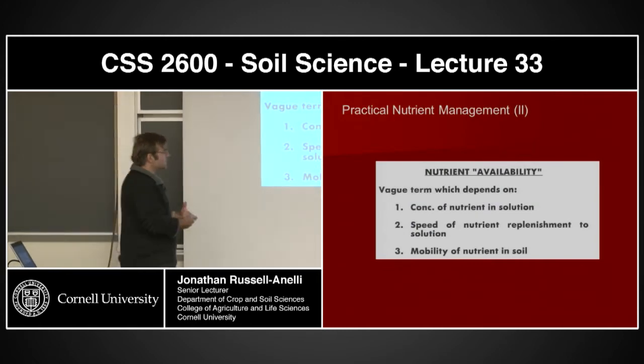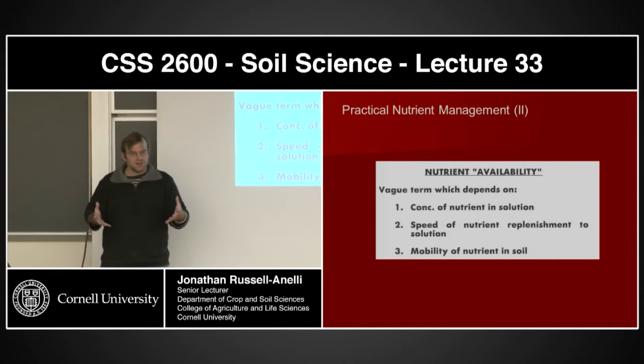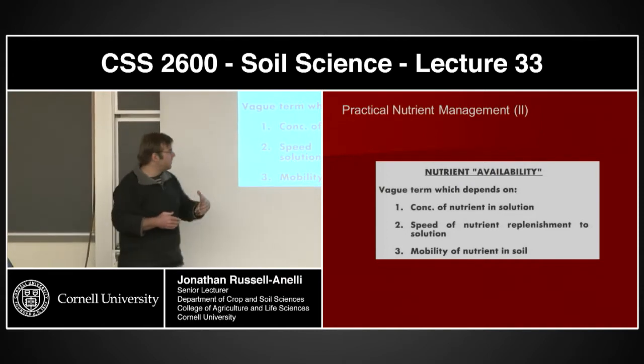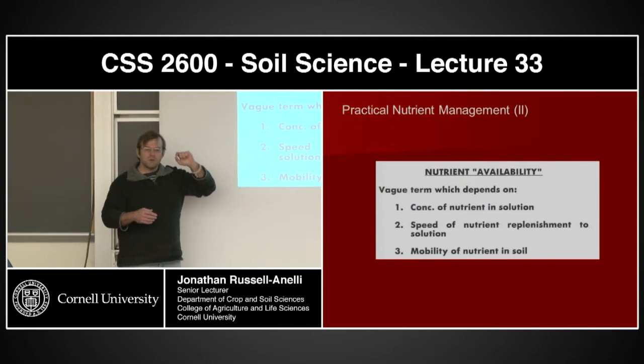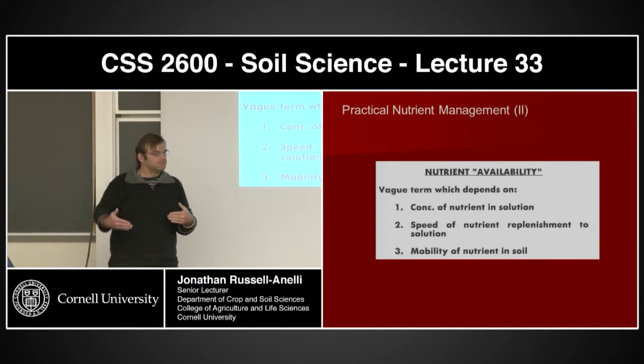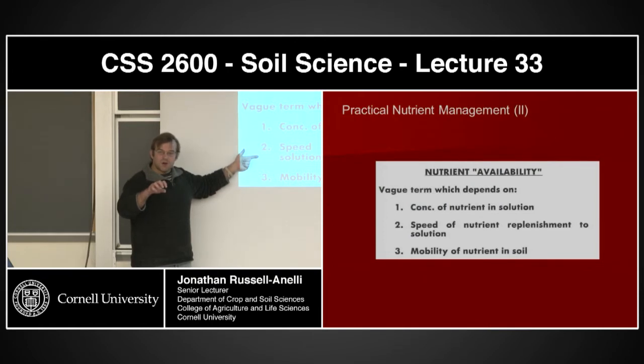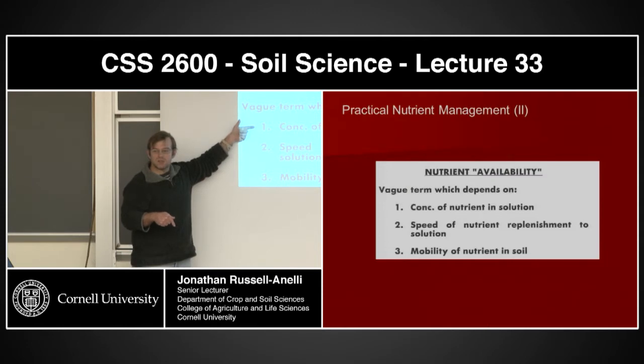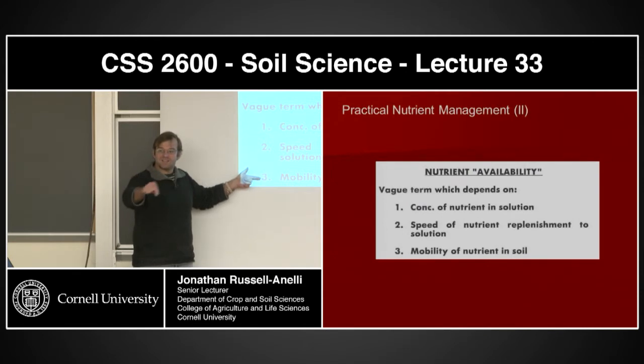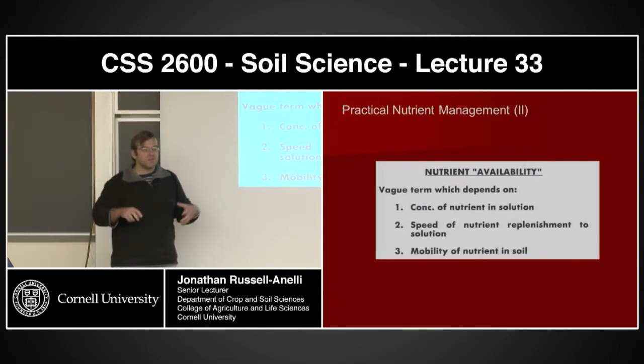What is it? It is a vague term. When we talk about nutrient availability, we talk about three things. Most people think, how much of it is going to get to the plant? Well, that has a lot to do with the concentration of that nutrient in the solution. Then, once that nutrient's gone, what's the speed of replenishment of that nutrient back into the solution? And finally, when it's in the solution, how fast is it going to be moving through that system?